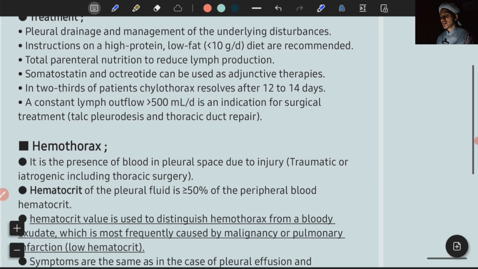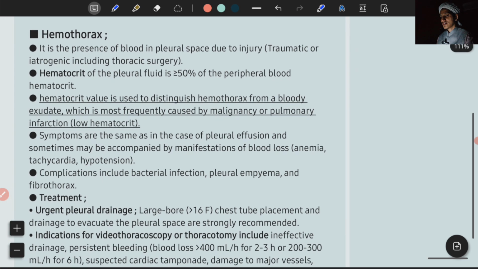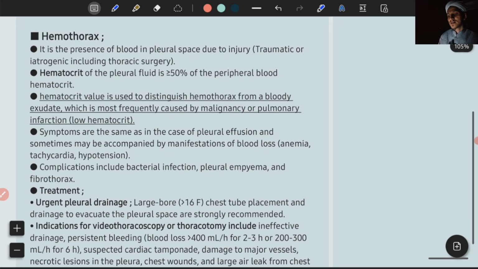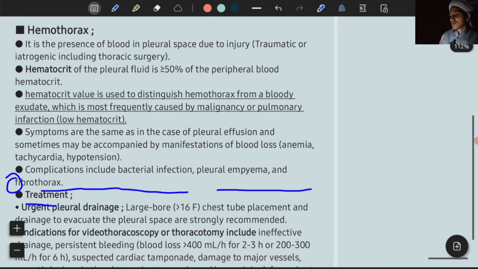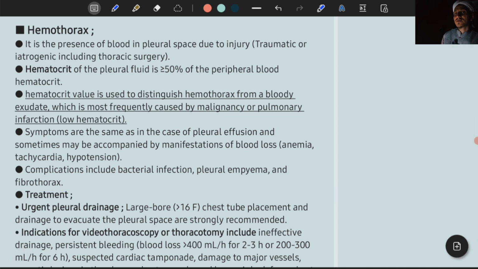Last one is the hemothorax. By name only you understand it is blood in the pleural space. It is the presence of blood in the pleural space due to injury, either traumatic or iatrogenic. Now here also there is true hemothorax and pseudohemothorax.